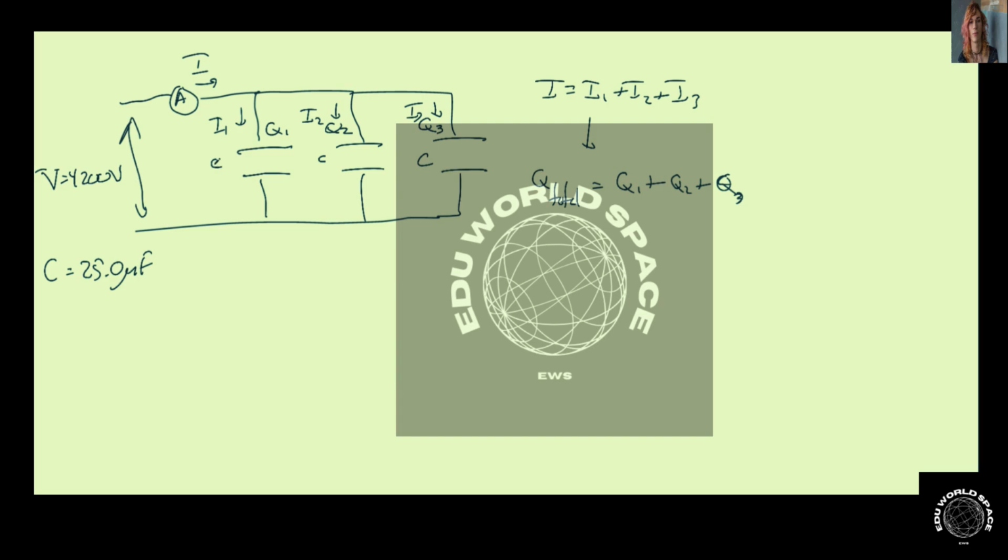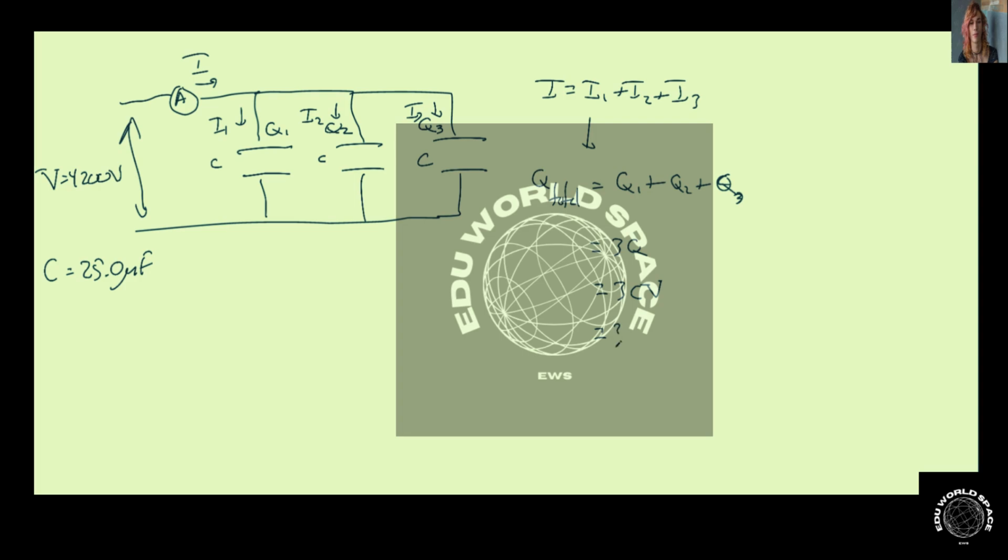And we know that C is the same, V is the same, so each one of these is the same thing. So this is just going to be 3 times Q. And we know that for any capacitor, Q is equal to C, the capacitance, times the voltage, so 3CV.